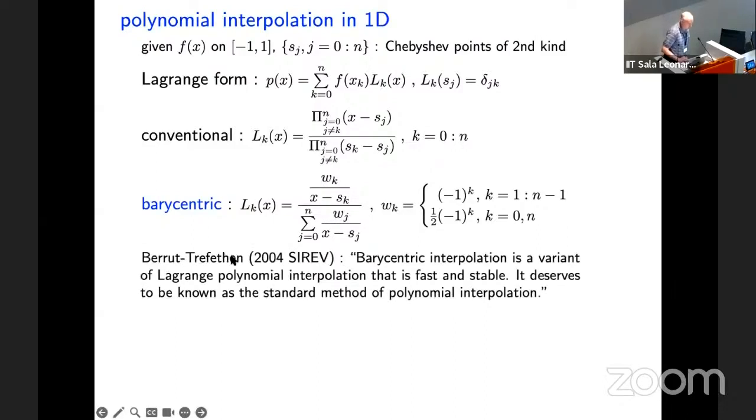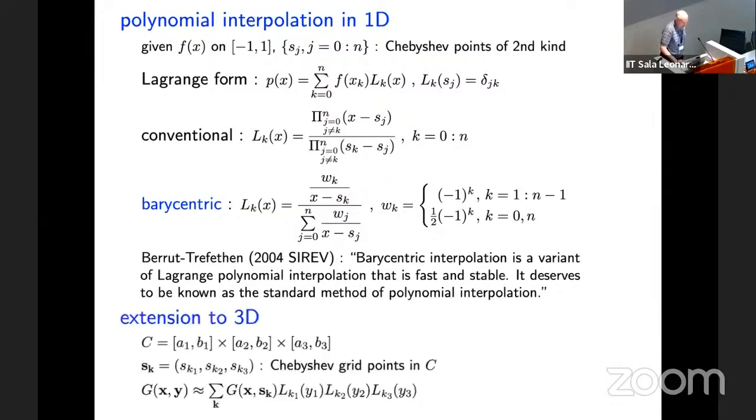Jean-Paul Berrut and Nick Trefethen wrote a SIAM Review article in 2004 about this method, and this is the two-line abstract of their paper. Barycentric interpolation is a variant of Lagrange polynomial interpolation that is fast and stable. It deserves to be known as the standard method of polynomial interpolation. And I looked at the paper in 2004 and just filed it away. And it wasn't until a couple of years since then that I said, let's try to make a fast method using this.